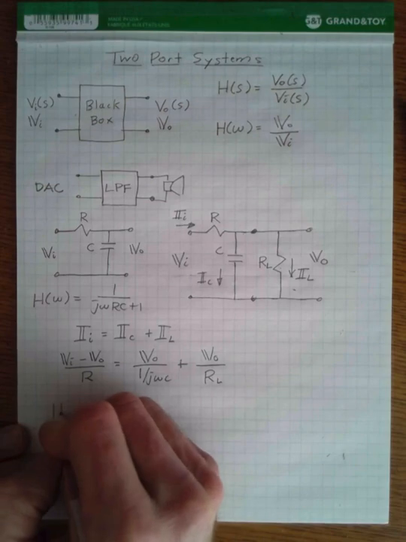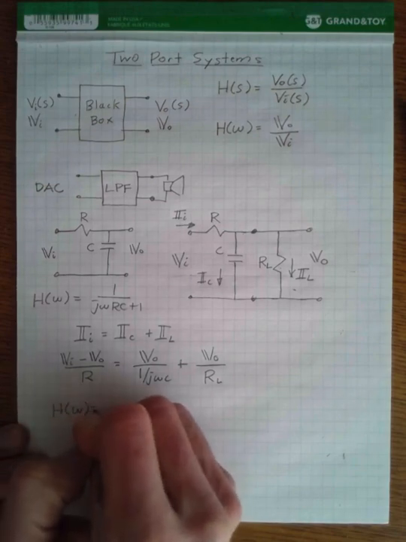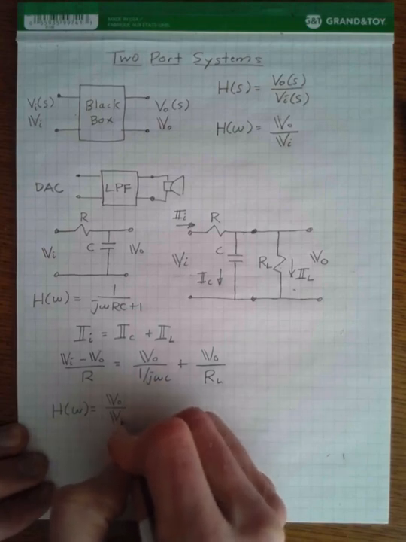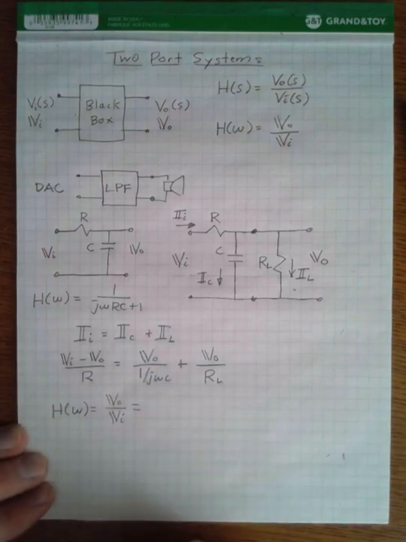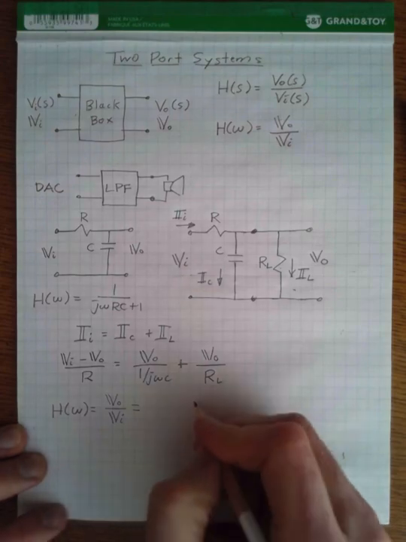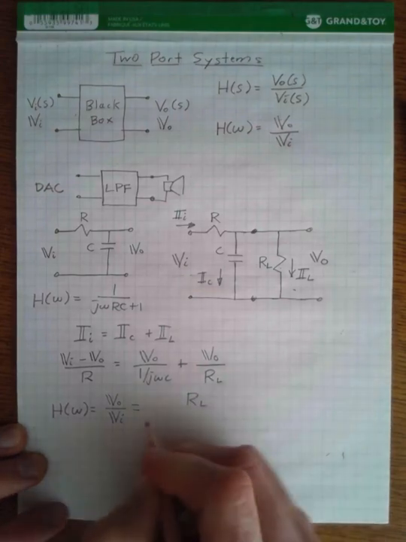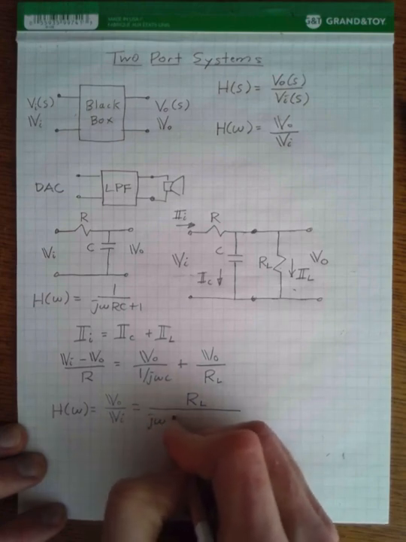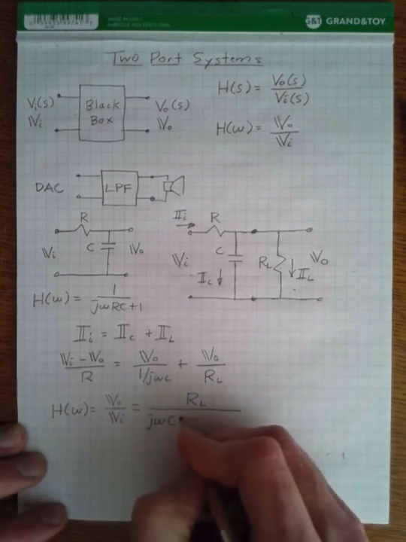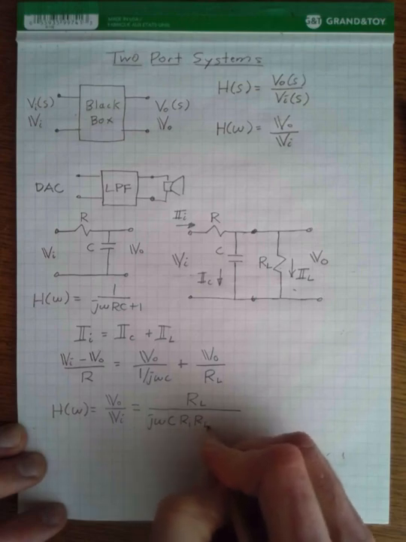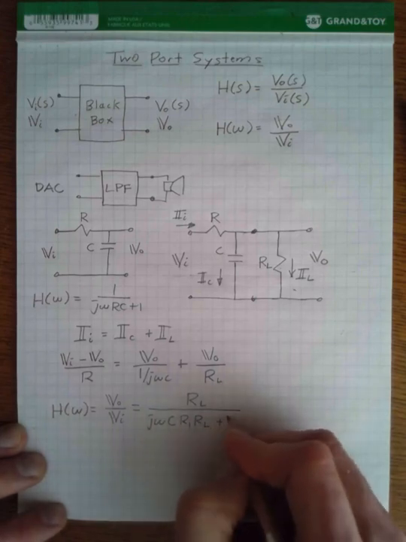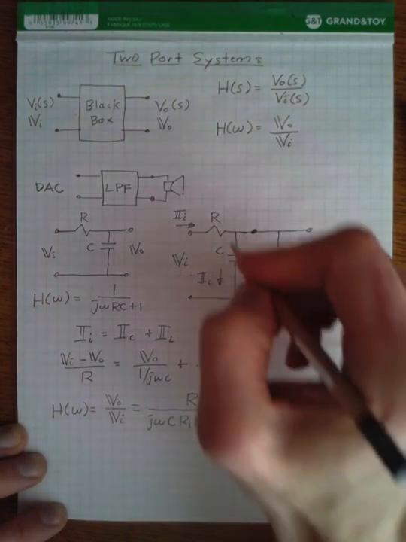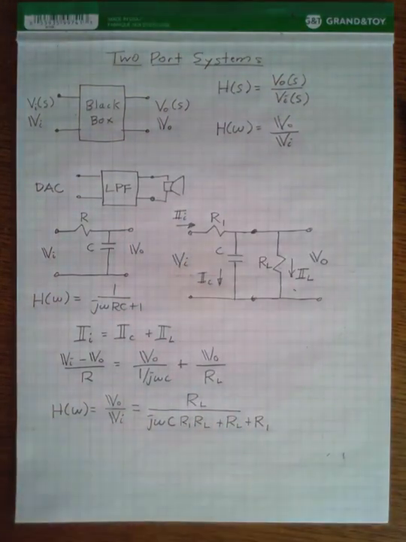And if we then solve for the ratio of output to input, and we do all our algebra, we end up getting RL over j omega C R1 RL plus RL plus R1. And sorry, that's R1.